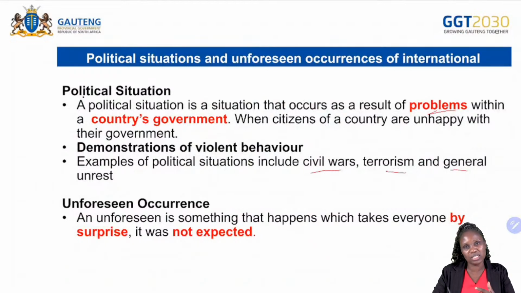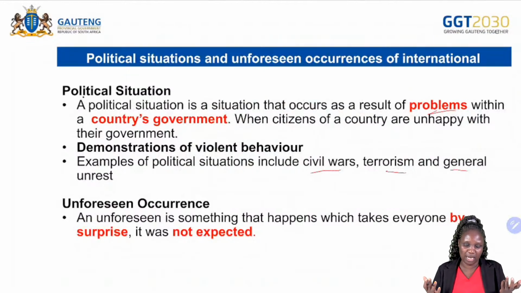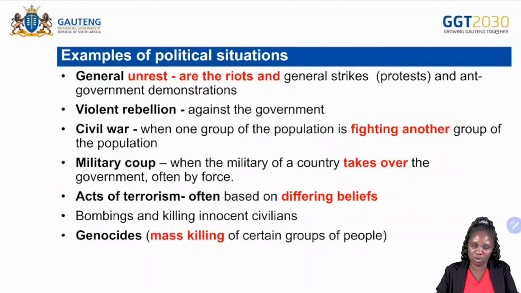And then we've got unforeseen occurrences. Unforeseen occurrences are something that we are not seeing, something that is beyond our control. We don't see it coming. Unforeseen is something that happens which takes everyone by surprise. Why is it taking everyone by surprise? Because we did not expect it. It is beyond our control.